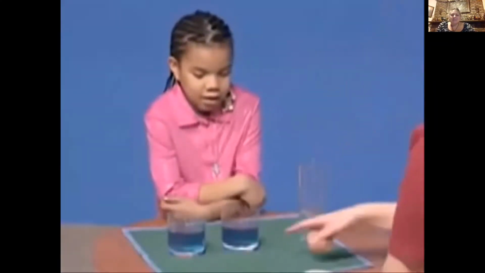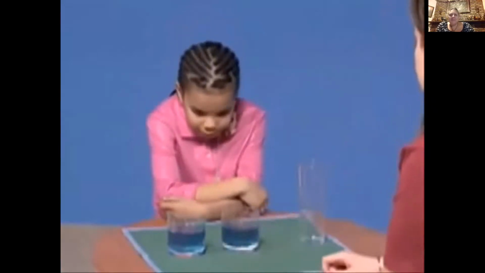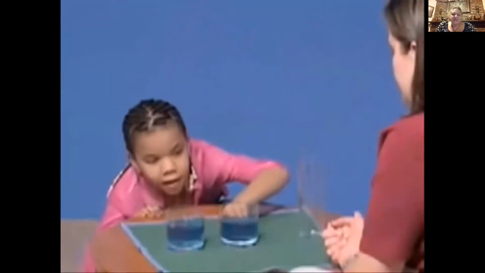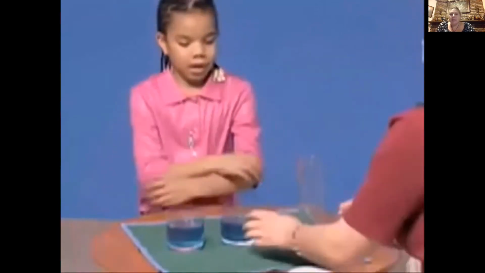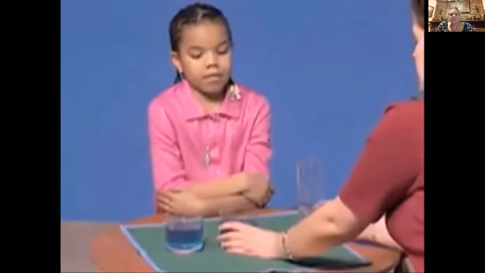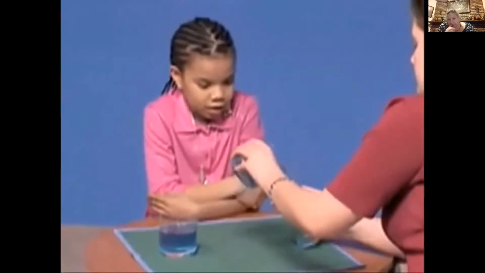So first we're going to look at these two cups right here. Do you think there's the same amount of juice in this glass as there is in that glass? This is the operational stage, which is our next area that we'll be looking at in the next chapter. We're going to take the juice from this glass and pour it into this one right here. Okay.